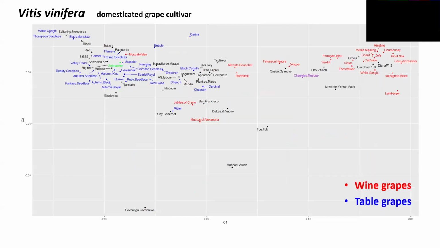So if I zoom into the Vitis vinifera clade in this PCA plot, you start to see some of the names you're familiar with, like Riesling, Pinot Noir, Merlot, and Cabernet Sauvignon, some very famous wine grapes. In this PCA plot, the wine grapes are shown in red on the right side, and the table grapes are shown in blue. Actually, you can see that the first PC can separate the wine grapes and table grapes, because they were bred for very different characteristics between the two grape types.